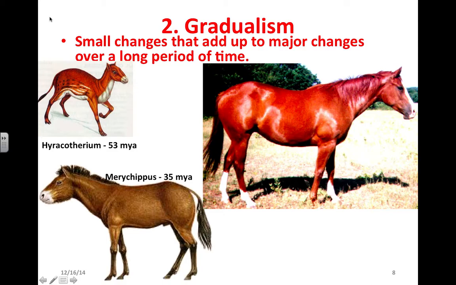These are small changes, and I've only shown you two common ancestors to this one. There's a bunch in between here, obviously, and lots of little baby steps between here and here that took 53 minus 35 would be 18 million years. So lots of baby steps in between here. And then 35 million years go by to go from in between here to here. So lots of little baby steps, but it adds up to major changes. This guy is majorly different, even though there's still similarities from this guy. So it takes a long period of time.